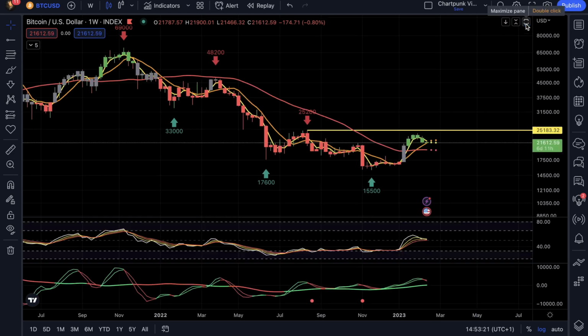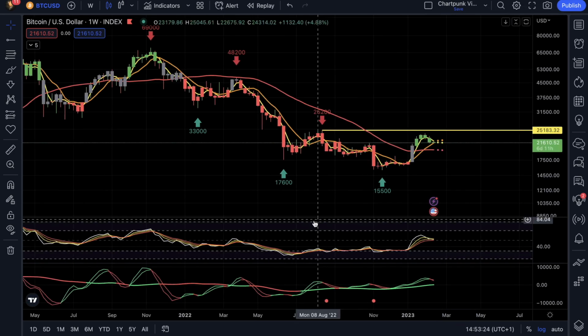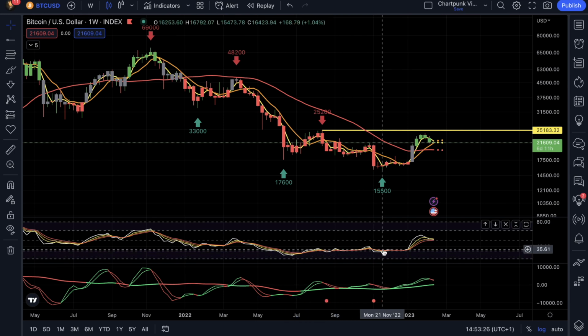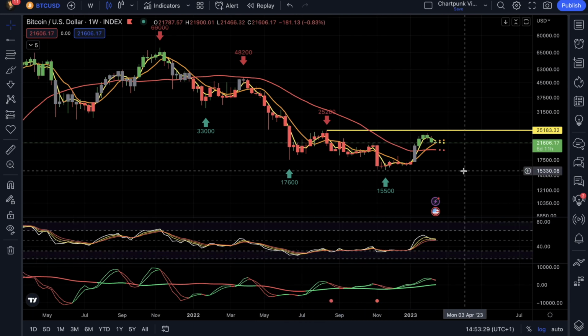Now, if we take a look at the oscillators, what we can see is that the RSI is in a nice uptrend, which is very, very important. I like the RSI.